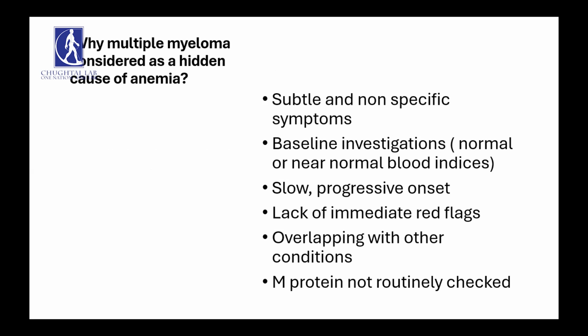Baseline investigations, including CBC, will show us normochromic normocytic anemia. But as I have described earlier, in multiple myeloma there could be other nutritional deficiencies as well, because it occurs in older age and it is a cancer. So there could be other nutritional deficiencies as well. So these indices can also vary.